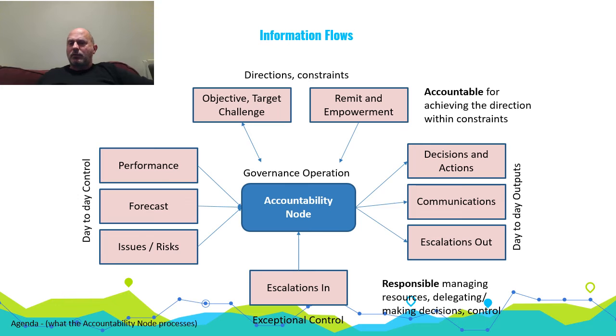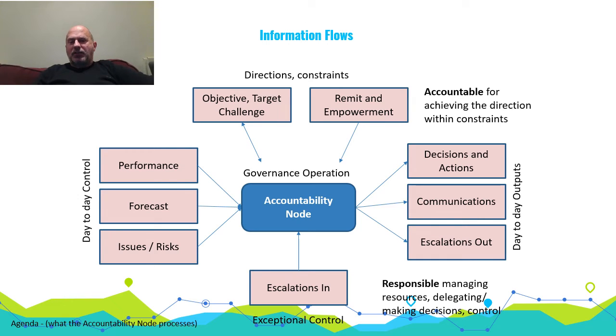To be accountable and to have results flow from being accountable, we need information. The accountability node needs to receive information and it will give information. In terms of direction and constraint, it will receive objectives, targets and challenges, along with that, remit and empowerment with the authority that warrants.